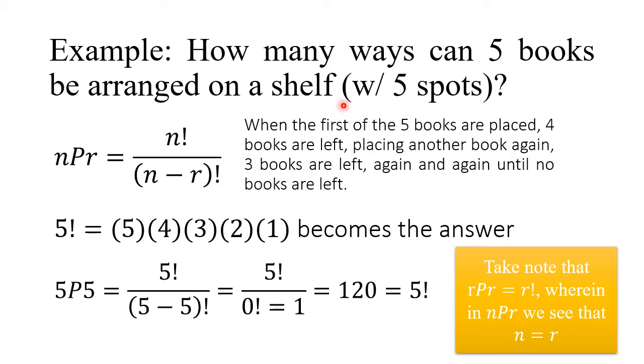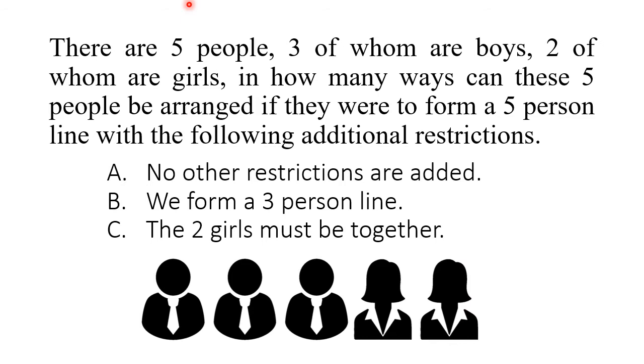So this question, 5 books arranged on a shelf with 5 spots, is simply equivalent to 5P5 or 5 factorial, which is equivalent to 5 times 4 times 3 times 2 times 1, which is equivalent to 120. Okay, next is an exercise.